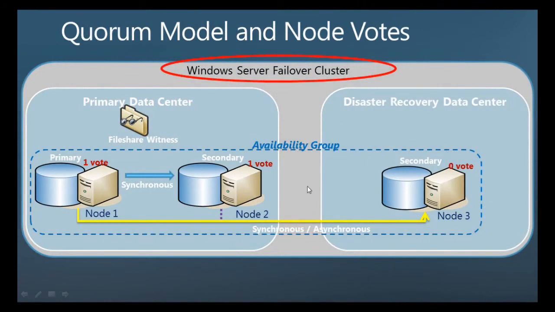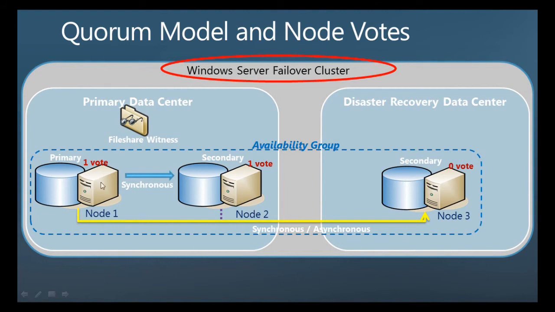Okay, so here is the diagram of how you're going to configure the votes and the quorum in this solution. Let's assume in the primary data center we have two nodes, node 1 and node 2. In the DR side we have node 3, so there are 3 nodes in total.